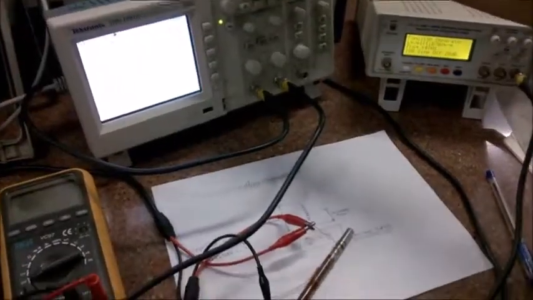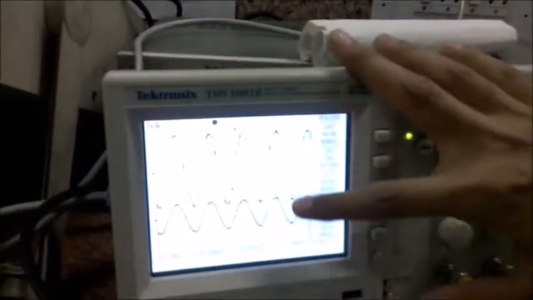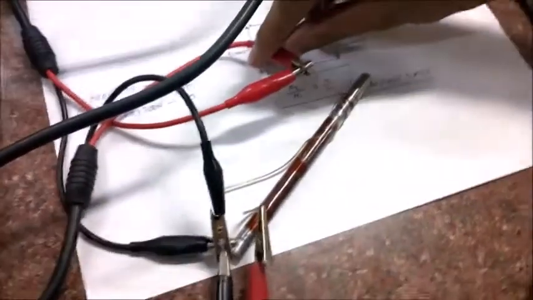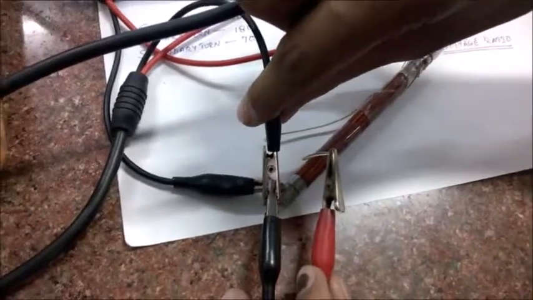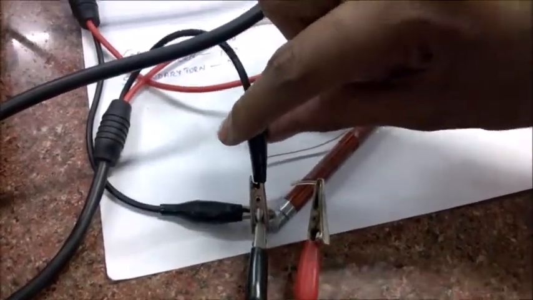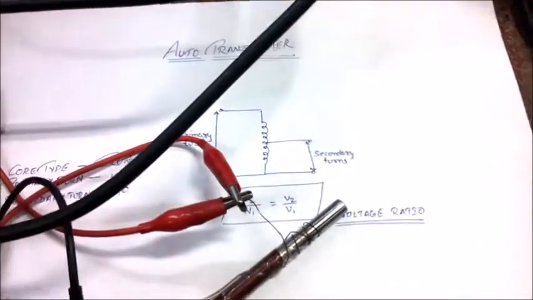We can see on the DSO there are two waveforms. This is the waveform for the primary and this is the waveform for the secondary. And we can see the connections. This whole connection is the primary winding connection, and this connection represents the secondary winding connections of the auto transformer.